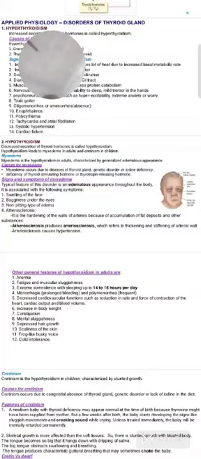So both these conditions are because of hypothyroidism, but in adults it is termed as myxedema. If it occurs in children, it is cretinism. So first we will see about the condition called myxedema. It is nothing but the hypothyroidism in adults, which is characterized by a generalized edematous appearance.